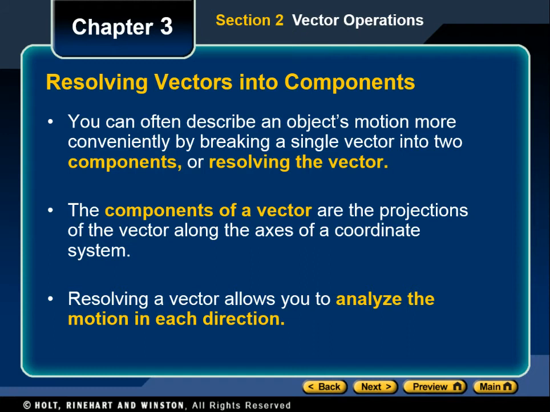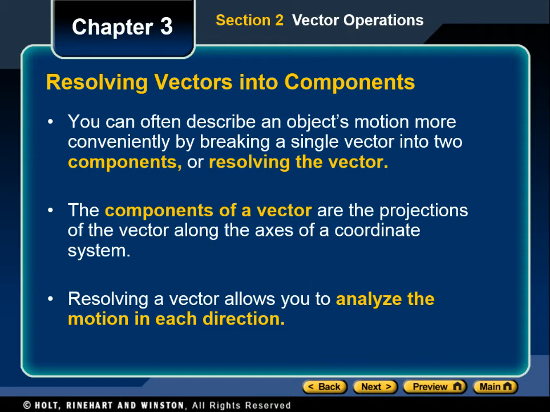Resolving vectors into components. In the pyramid example, the horizontal and vertical parts that add up to give the tourist's actual displacement are called components. The x component is parallel to the x-axis. The y component is parallel to the y-axis. Any vector can be completely described by a set of perpendicular components.